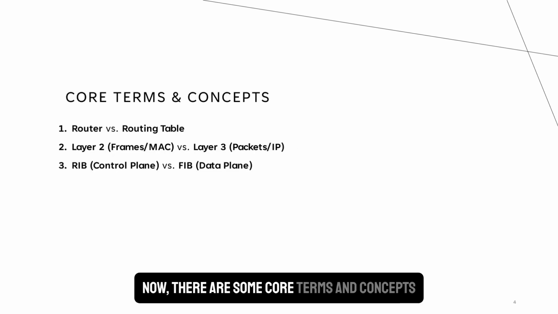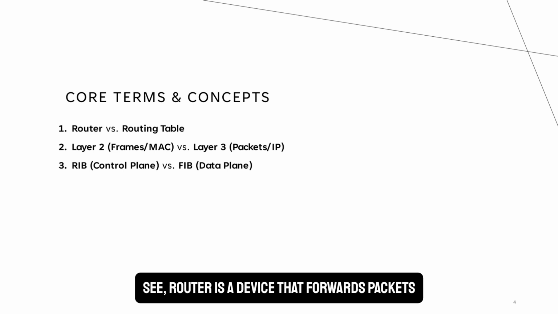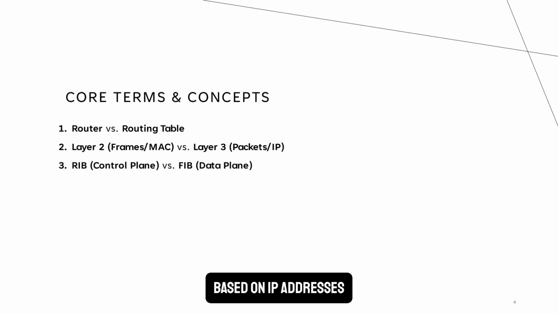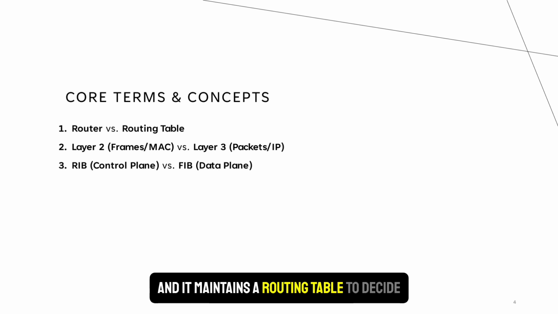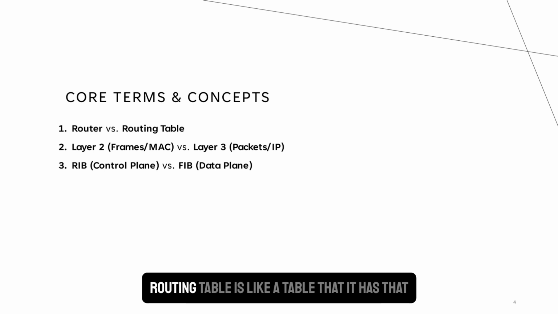Now, there are some core terms and concepts. For example, router versus routing table. A router is a device that forwards packets based on IP addresses, and it maintains a routing table to decide where that next hop is going to be. So they're tied together. Think of a router as a device. The routing table is like a table that it has that tells it all the possible destinations and how to reach them.